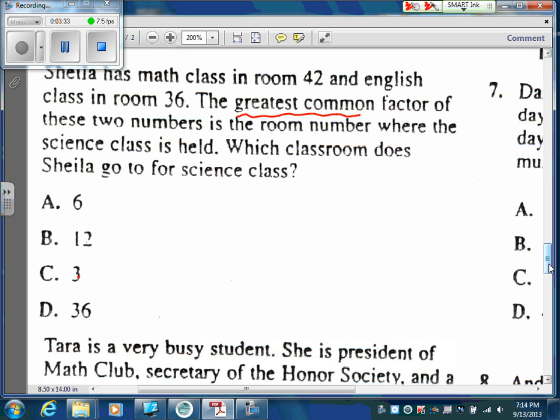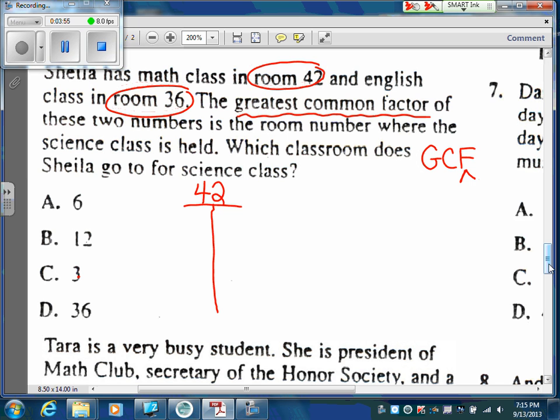Okay, so you should have tried this one on your own. And what we find is, again, this one tells us it's GCF. And they give us the two numbers, room 42, room 36. So remember, we're going to work backwards, and the F means factors, breaking down. So I'm going to start with 42. And 42 is a larger number, and I'm not sure of all the factors. So I'm going to go ahead and break it down using my factor tree.